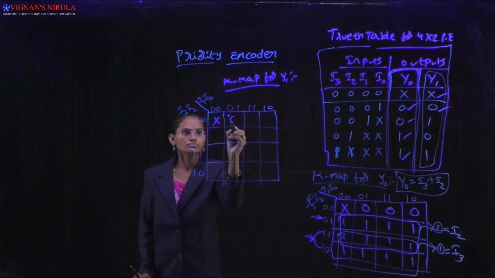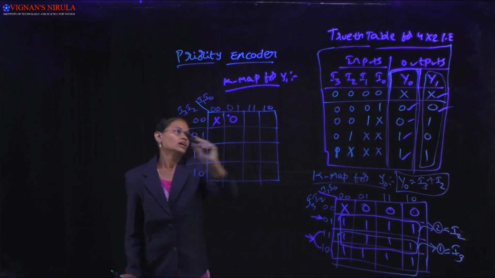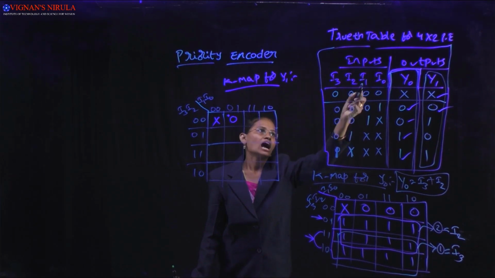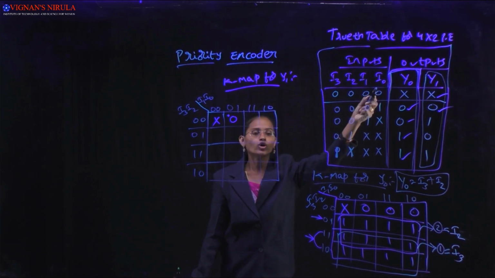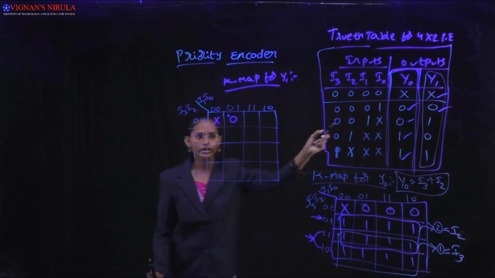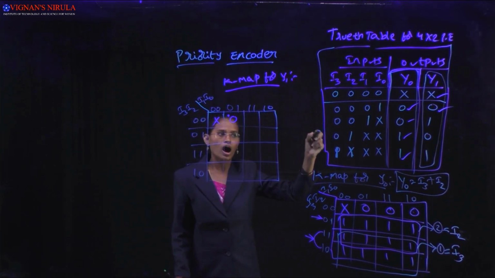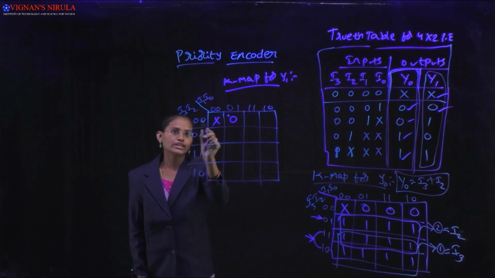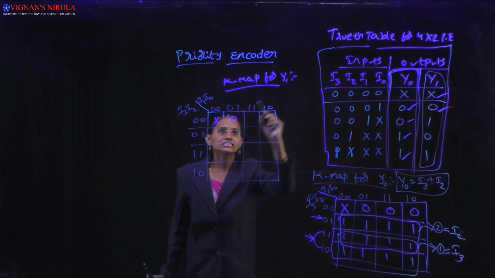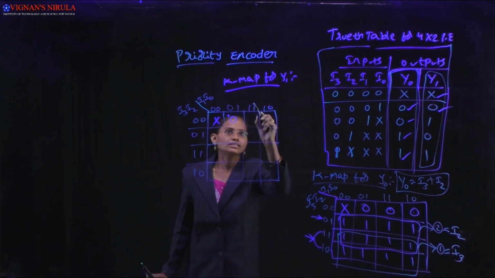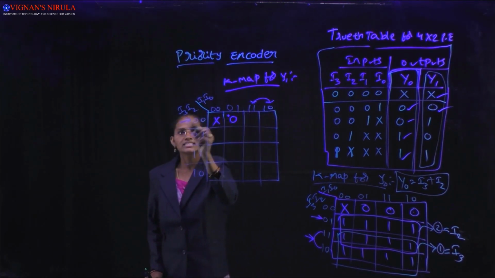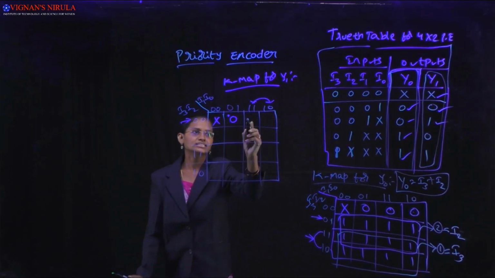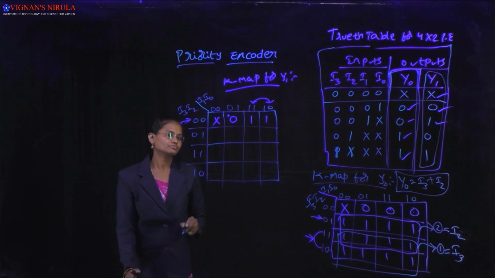Okay, and next, I3 is 0, I2 is 0. And next I1 is 1 and I0 is X. X means don't care. Don't care means either 0 or 1. Okay, I3, I2 are 0, 0, and next I1 is 1. In these two cells, what is the output here? 1. So these cells are filled with 1.